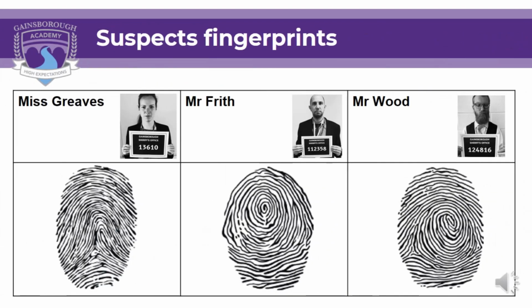Now, a fingerprint might place a person at the crime scene, but it doesn't tell you a specific time that they were there. We've taken the fingerprints of our three suspects, Miss Graves, Mr. Frith, and Mr. Wood, and you can start to identify some features in there. In Miss Graves you've got loops, and you've also got some arches. Mr. Frith is very clearly a whorl, whereas Mr. Wood's got some whorls in there, but maybe not as much as Mr. Frith. On the next slide you're going to see some fingerprints taken from the crime scene.